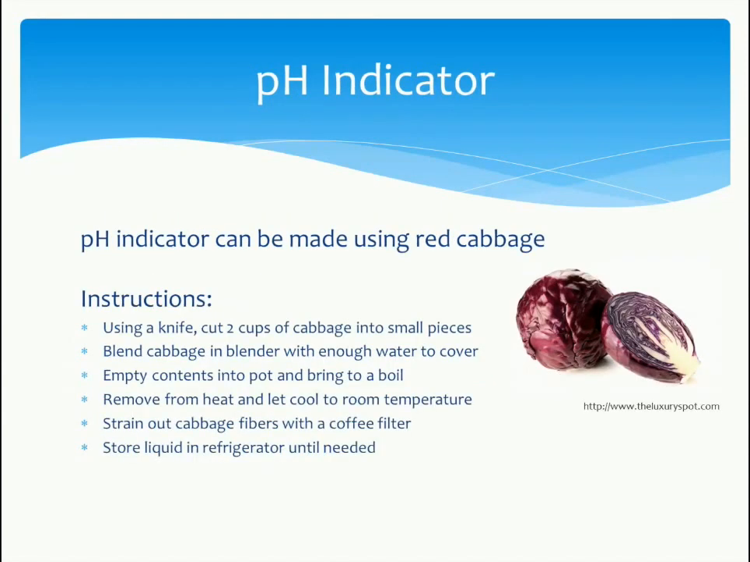To start, you're going to need some pH indicator. This can be made at home using red cabbage. You can make the pH indicator as an expansion to this activity, or, in the interest of time, the teacher can create the pH indicator ahead of time. Here are the instructions for making pH indicator.